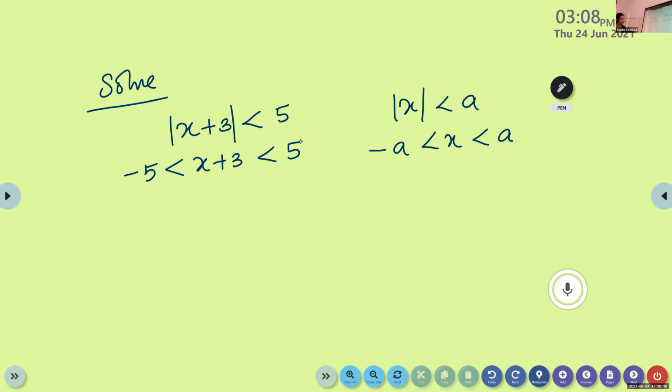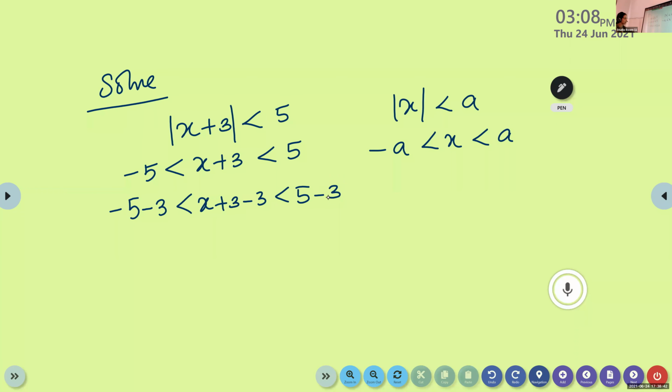Minus 5 less than x plus 3 less than 5. Now what can we do? Listen here. We have plus 3 here. In order to remove this plus 3, what can we do? We add minus 3 to all the terms.